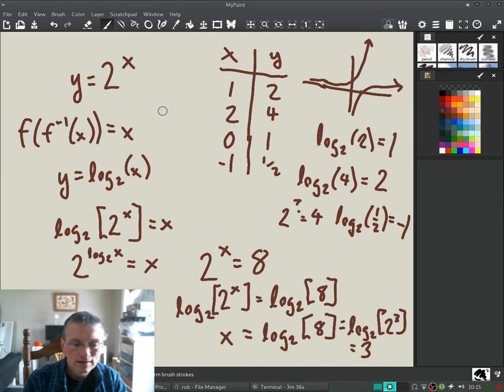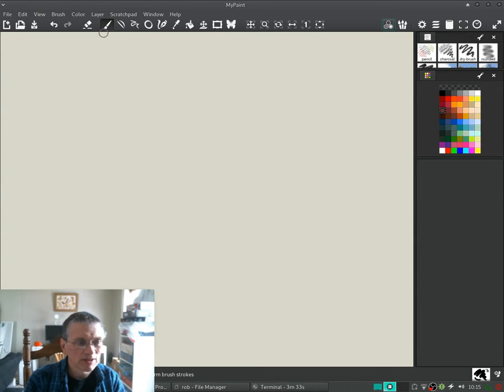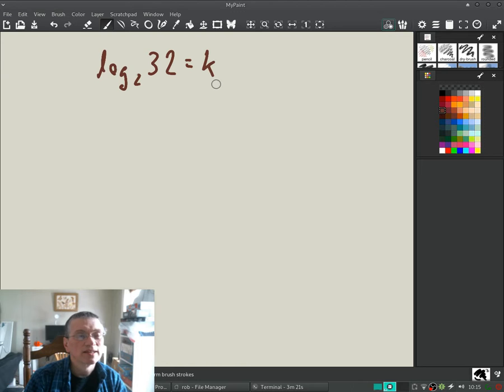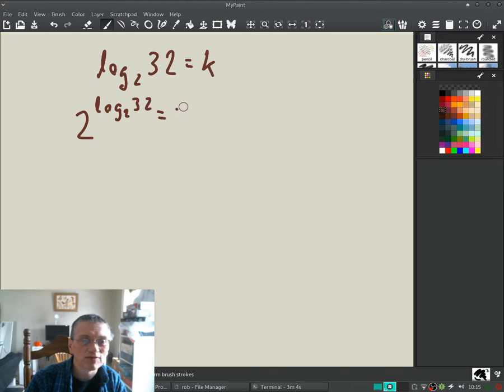Let me clear this out. Say you had, I'm using log base 2 a lot because it's pretty straightforward what's happening, log base 2 of 32 equals k. Suppose we had this equation. We wanted to know what k was. Well, we can raise both sides to the 2. Take 2 and raise it to that. Take the equation and use that as the exponent for 2 for each.